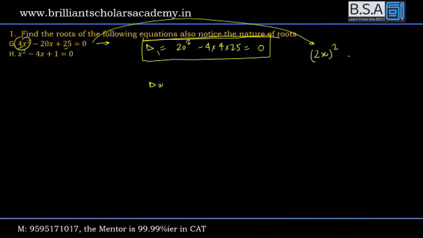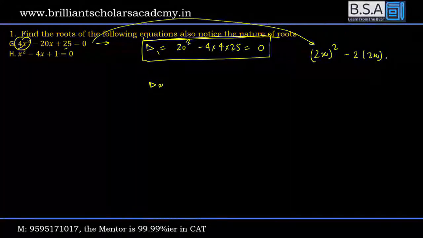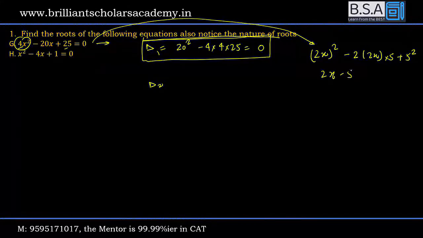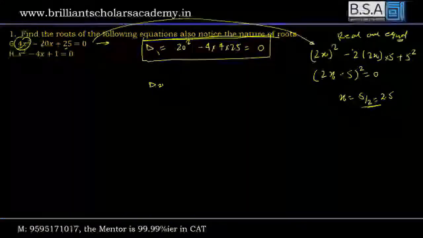तो बीच में क्या होगा आप समझो. बीच में 2 into 2x तो होगा ही होगा. What is extra along with that? 5. और अब देखो, do you have 5 का square in the end? Yes. तो 2x minus 5 whole square is equal to 0. X is equal to 5 by 2, 2.5. So roots are real and equal. It is not said there is one real root. We say roots are real and equal.